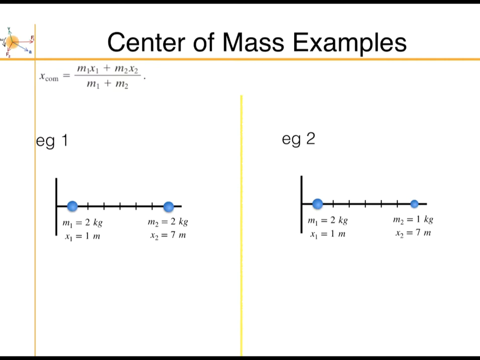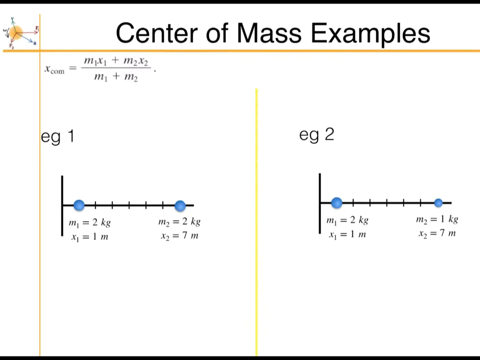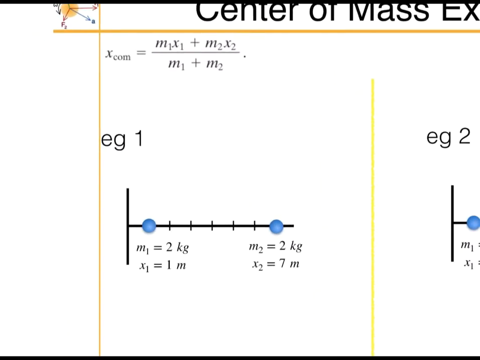In this example, we have two identical masses. They're each 2 kilograms. One's at x equals 1 meter and one's at x equals 7 meters. So they're equal masses. What's going to be the center of mass? Well, we can predict that the center of mass will be halfway between them, right? They would both behave as if there was a mass of 4 kilograms located there. Let's calculate it just to make sure that this is the center of mass.